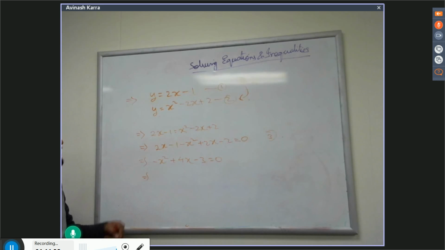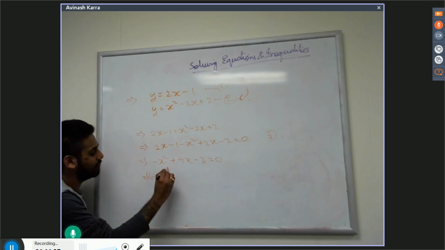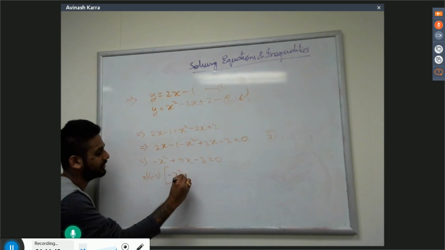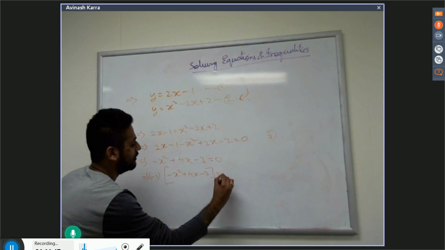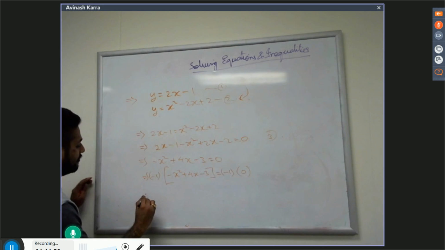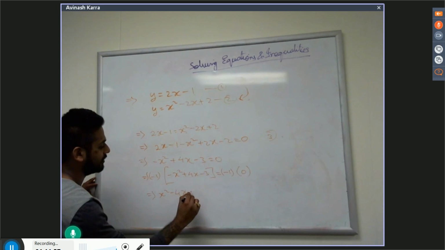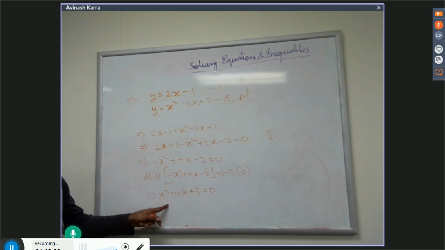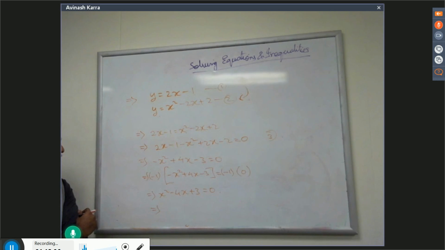So when I multiply negative 1 on both sides, minus x squared plus 4x minus 3 equals negative 1 into 0. What does it become? x squared minus 4x plus 3 is equal to 0. Can you solve this equation and find the value of x? Like factor it?